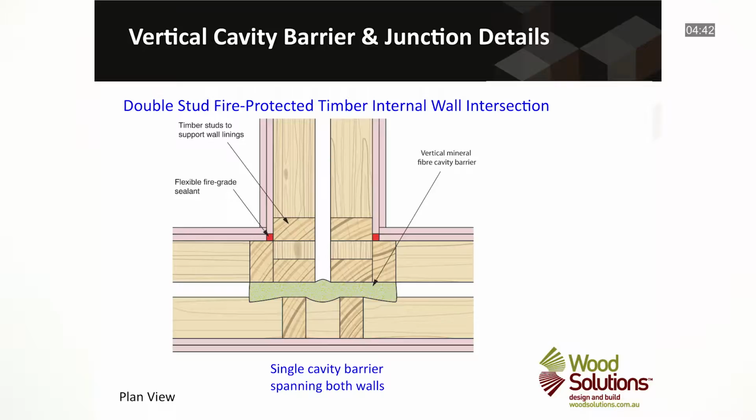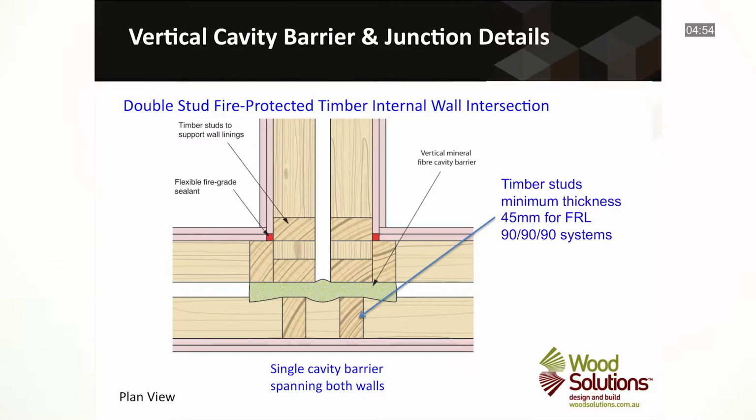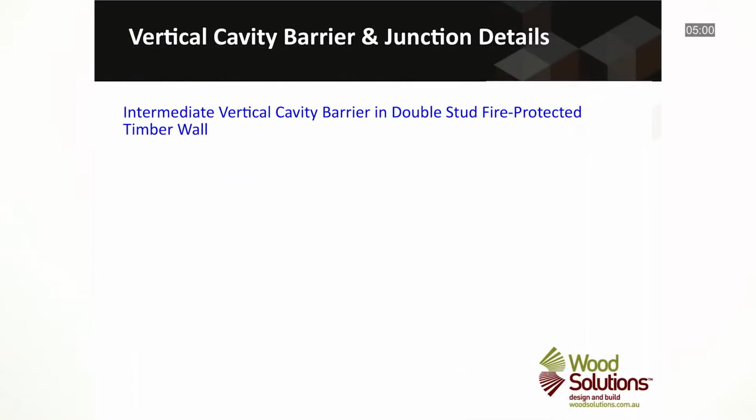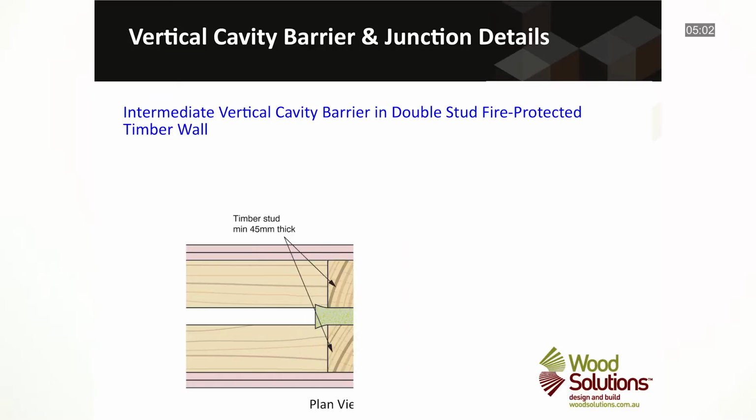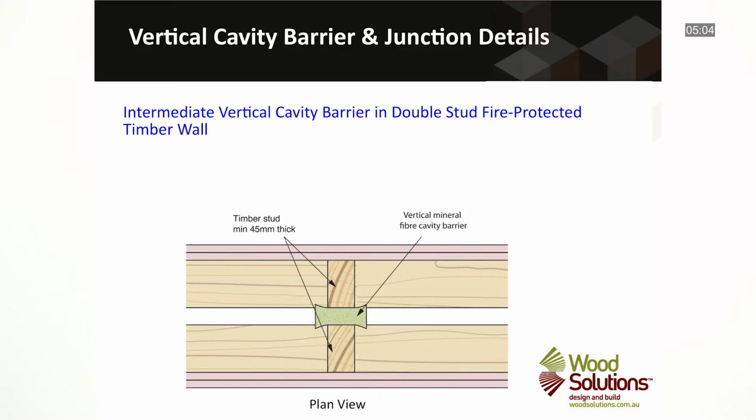This plan view detail shows the intersection of a double-stud fire-protected timber internal wall with a single wall running at right angles. A single wide cavity barrier has been used in this instance. It is important to note in this detail the use of two timber studs that provide compressive support to the cavity barrier. In meeting the requirement for cavity barriers to be installed at least 10 metre maximum horizontal centres, this plan view detail illustrates this intermediate vertical cavity barrier in a double stud fire-protected timber wall.